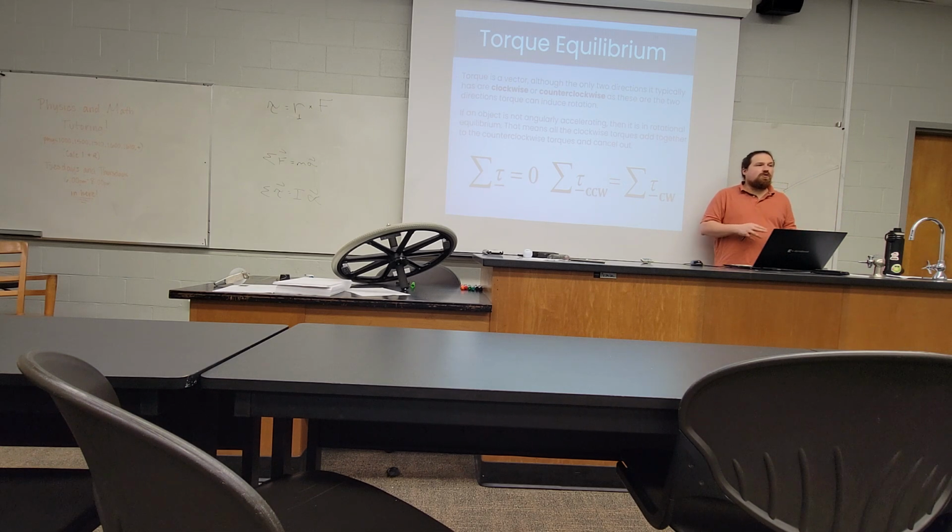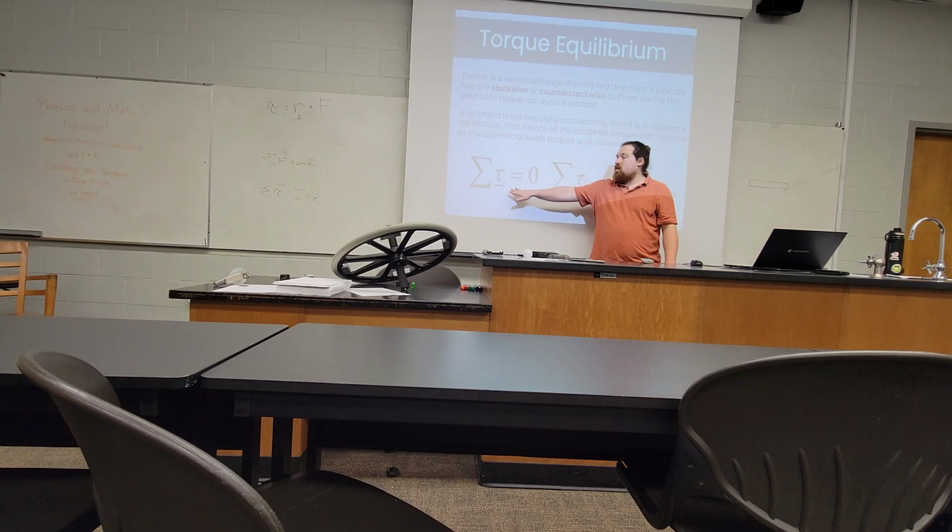So unlike force, where you would have to keep track of, say, positive and negative in multiple different axes, torque only really has the one axis, and you have to consider whether a certain torque is trying to make it spin clockwise or counterclockwise. And for net torque to equal 0, all of the clockwise torques have to cancel out all of the counterclockwise torques. So this is still basically true. Net torque must equal 0.